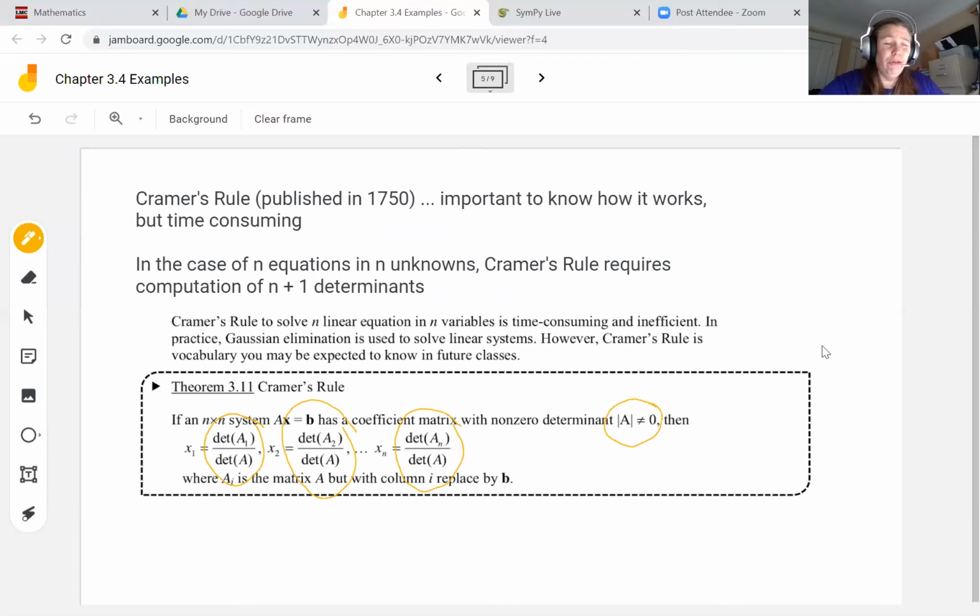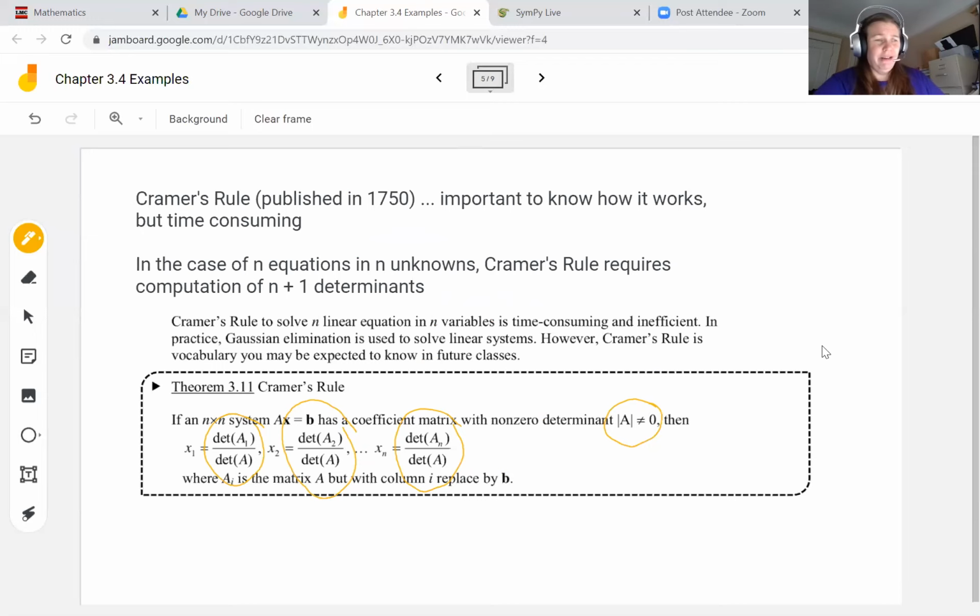Okay, so Cramer's rule is related. This takes determinants and uses the determinants to solve a system of n linear equations in n variables. So Cramer's rule was published in 1750. If that sounds like a long time ago, it was. So it's important for us to know how Cramer's rule works, but we know it's time consuming and not the way that we're going to be calculating in 2020.